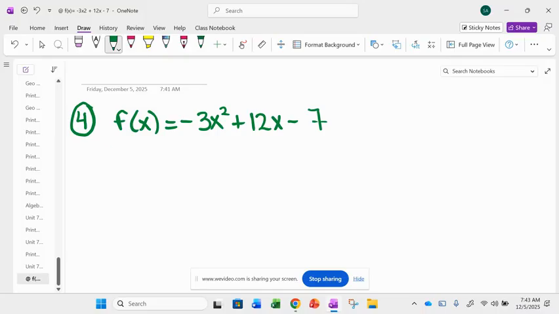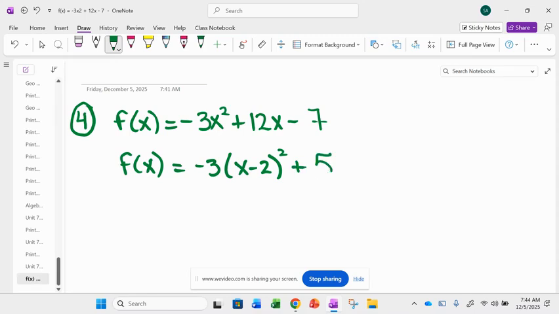Who needs another minute? Anybody need another minute? We all got it? Okay, could somebody tell me, what did you get? Charlie. Negative 3 times x minus 2 squared plus 5. I got the same. Does anybody need to see how we got this? Okay, so first question for you. Will this be a maximum or minimum, and how do you know?